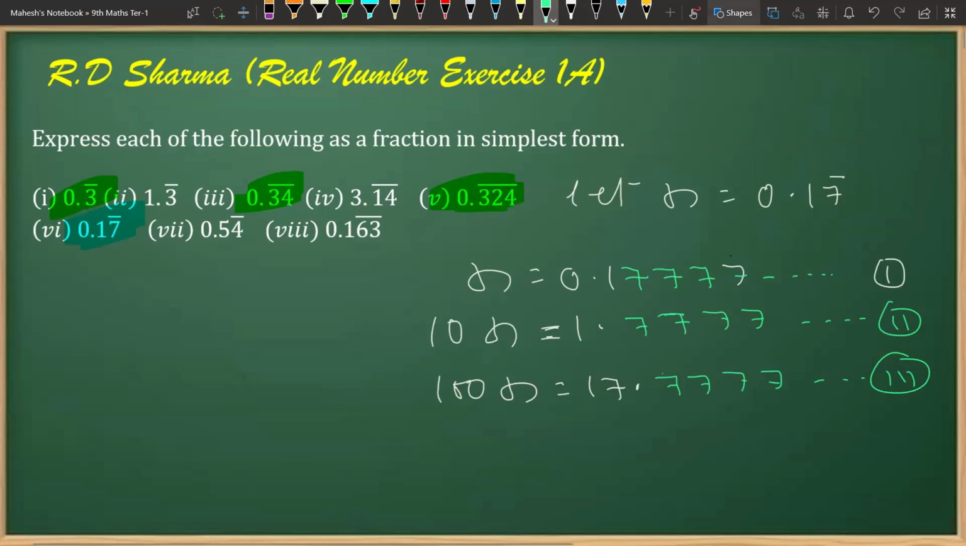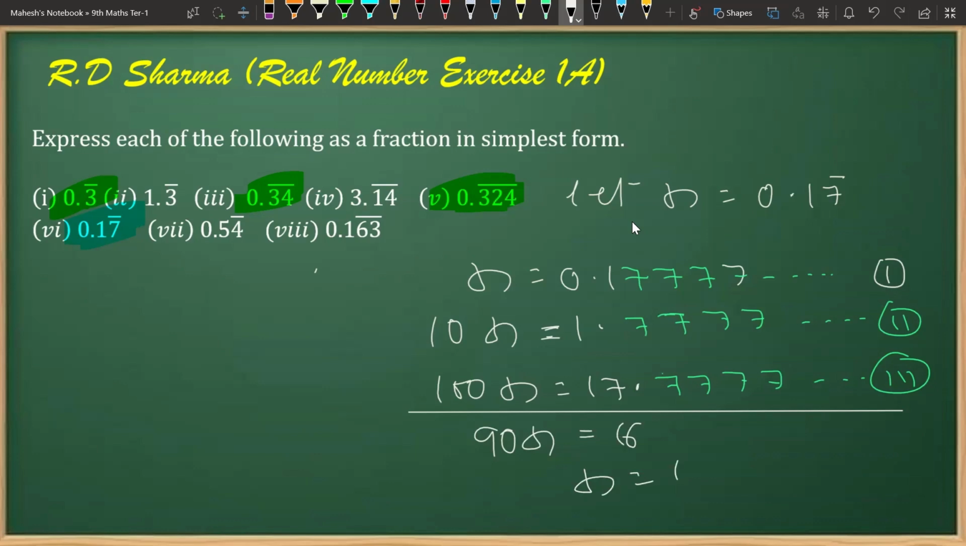Now we'll be subtracting. This time we'll again be subtracting the last two, that is the second equation from the third. So what is 100 minus 10? That is 90x, and this is 16. So x comes out to be 16 over 90. Yes, it can be reduced and written as 8 over 45.